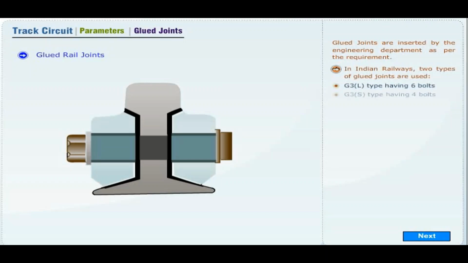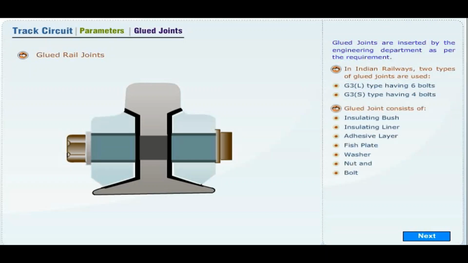Glued rail joints. Glued joints are inserted by the engineering department as per the requirement. In Indian Railways, 2 types of glued joints are used. G3L type having 6 bolts. G3S type having 4 bolts.